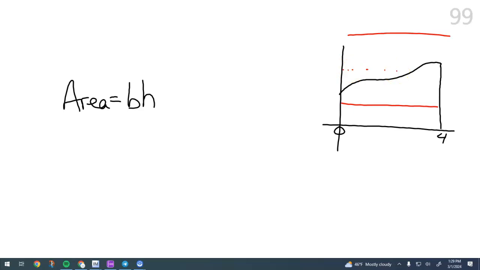Somewhere in here, maybe, is like the average y value. Meaning, if I found the area of this rectangle, it would be the same as the area of that curvy thing.